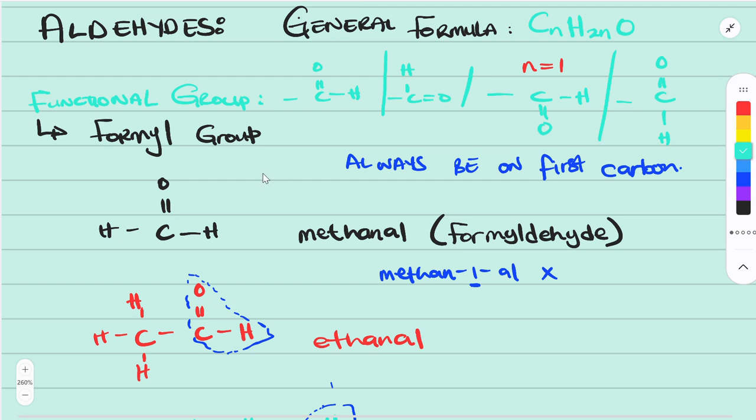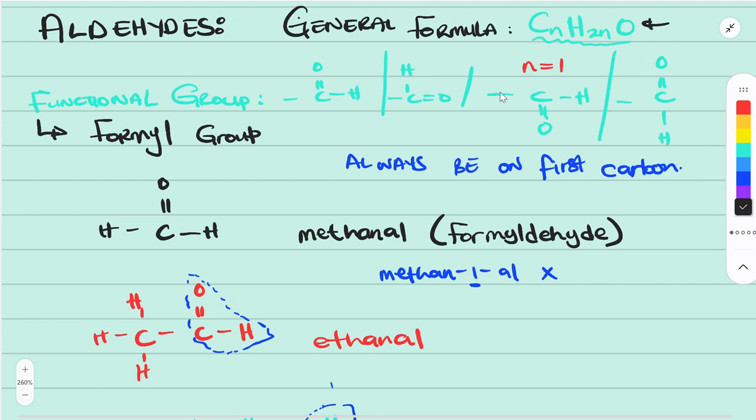Now, in this video we are going to be covering aldehydes. Aldehydes have a general formula of CnH2nO. So it's one of the homologous series that has one oxygen, right? The others being your alcohol and your ketone.